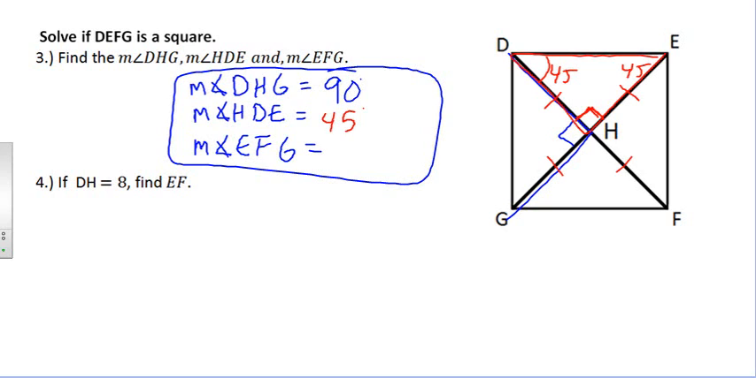And what's the measure of angle EFG? Well, EFG is just a right angle because a square has 4 right angles. That's 90 degrees as well. So problem number 4, if DH is 8, find EF.